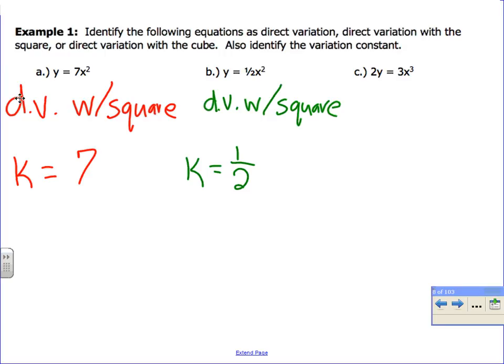Letter C, Kevin, what kind of direct variation is this? Good, direct variation with the cube. Now be careful here. What is the variation constant? Don't yell it out. Raise your hand if you know. Andy? Awesome. How'd you get that?